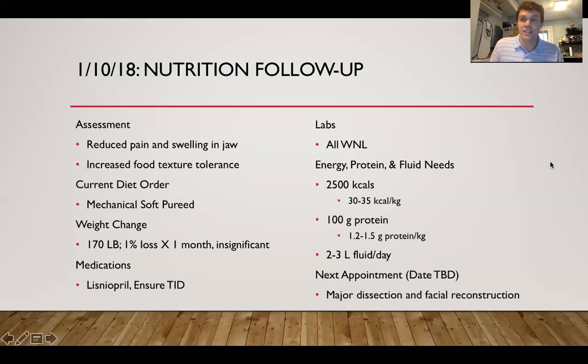The medications he was on were lisinopril for his blood pressure, and he was still receiving the Ensure 3 times a day. All of his labs were within normal limits. I increased his calorie and protein recommendations because of the cancer diagnosis. And he had an upcoming surgery scheduled.